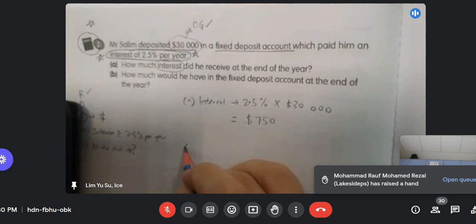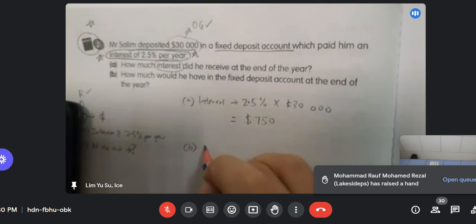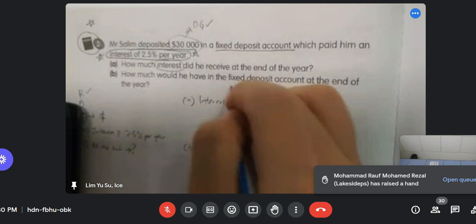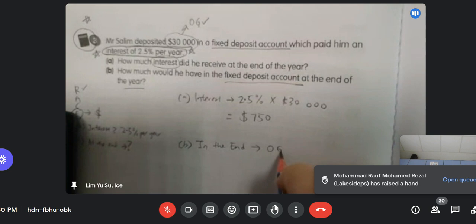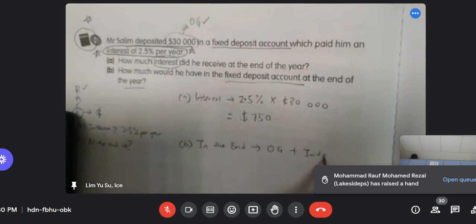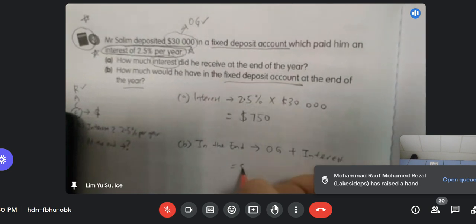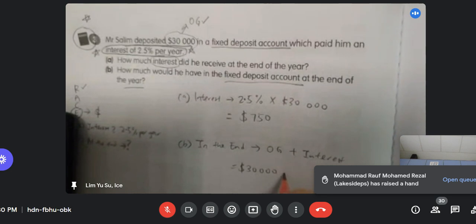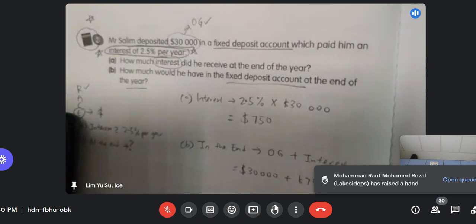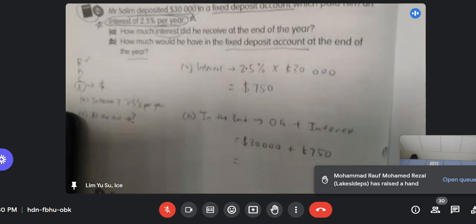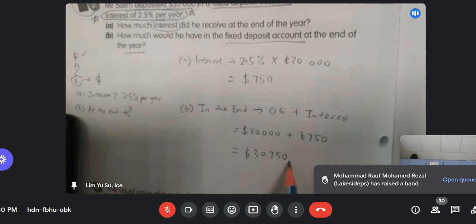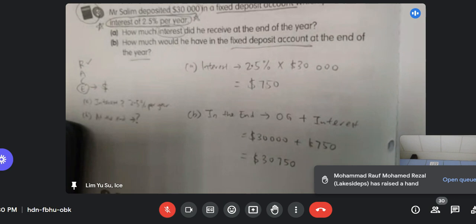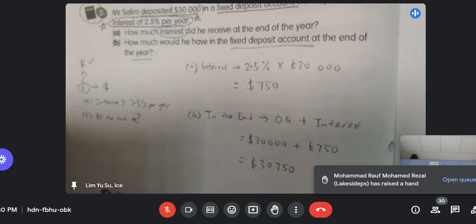So in the end, the amount of money you will have in the account will be the original amount of money plus the interest, because you grow the money, right? So the original amount is $30,000 plus the interest of $750. Is this difficult to add? I won't bother using the calculator. This is quite simple. If you need the calculator to check, you can. Alright, moving on. A few more to go.